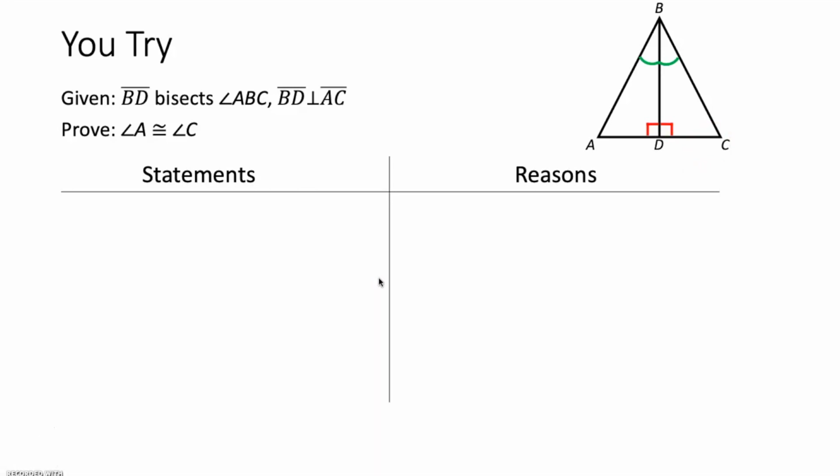Next, step 2 in a geometric proof, we need to state the given. So that's going to be the first statement and reason. So what are we given? We're given that segment BD bisects angle ABC, and we're given that segment BD is perpendicular to segment AC. The reason for that, again, is given.